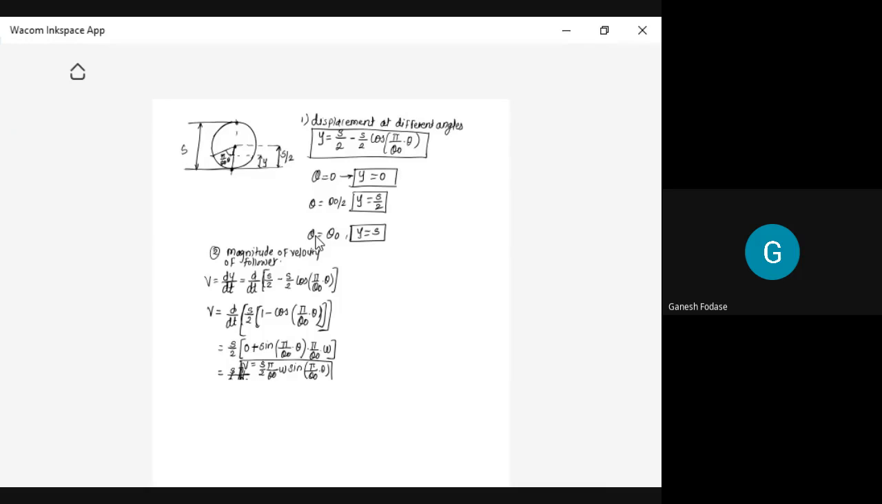You can see here the expression for velocity is a sine curve, or the nature of the curve is a sine curve. This equation will help you to find the graphs for displacement, velocity and acceleration. So velocity is equal to s by 2 into sine of pi upon theta o into theta, into the constant term pi upon theta o into omega. So this is your velocity equation.